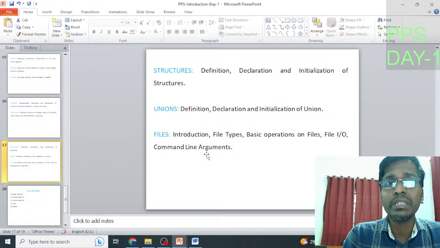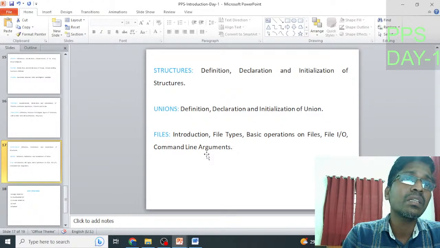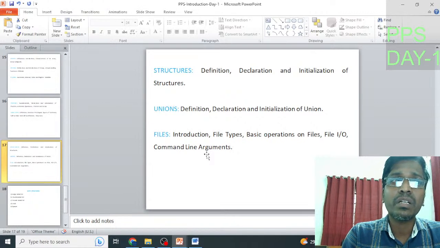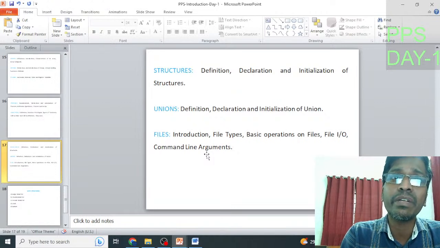And after that, I want to cover unions: the definition of a union, how we are going to declare the union, and how we are going to initialize the union. And after that, I want to cover the file concepts, like what is a file, what are the different types of files, and how it differs from other concepts.